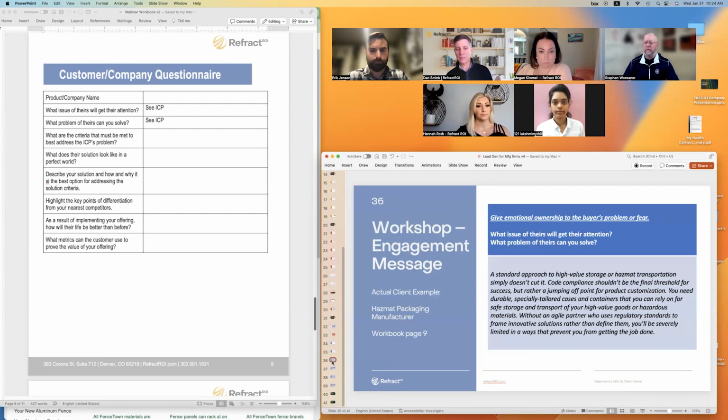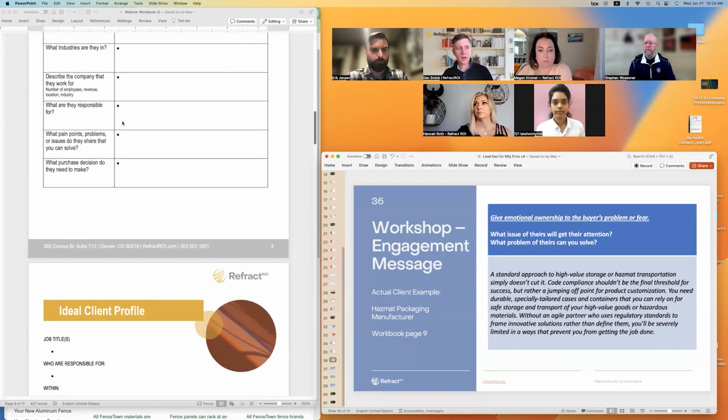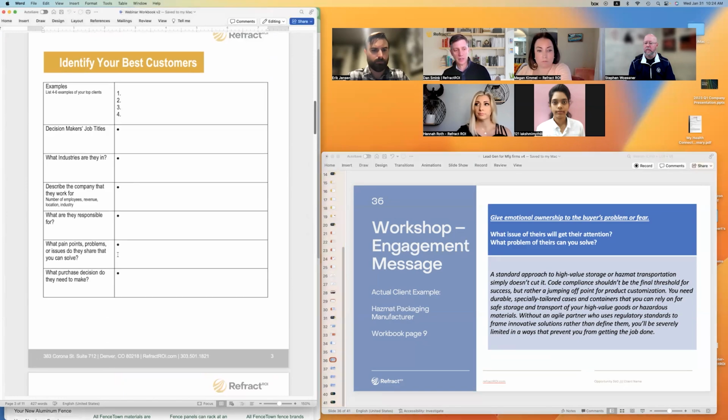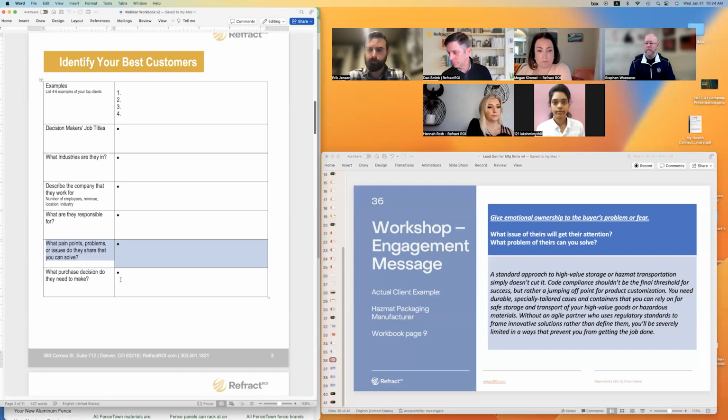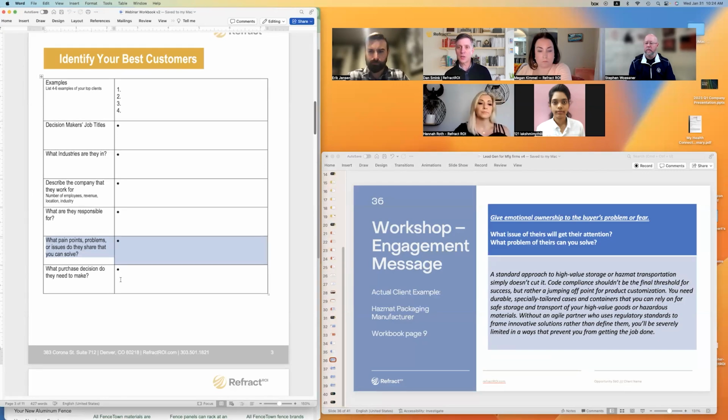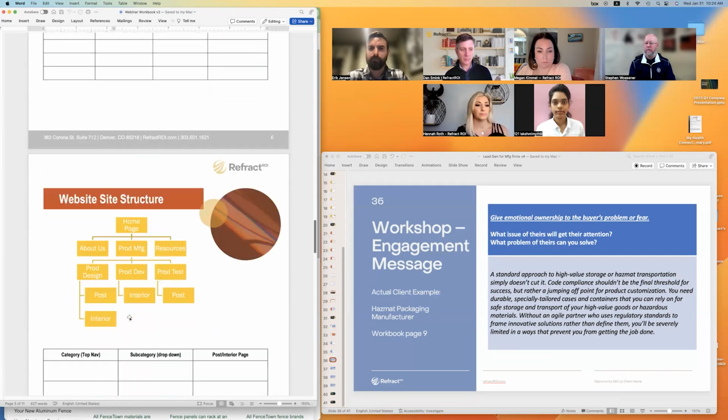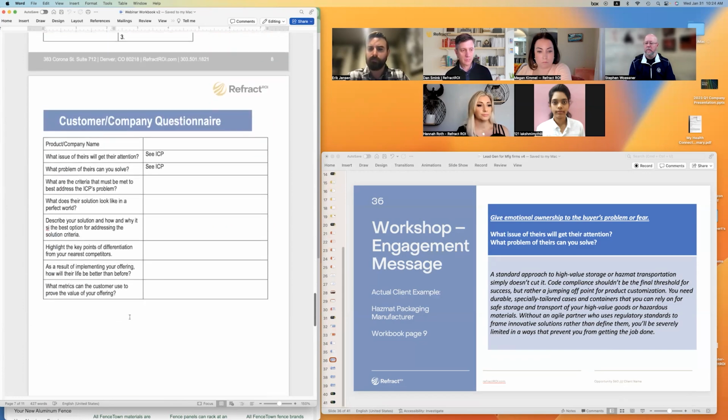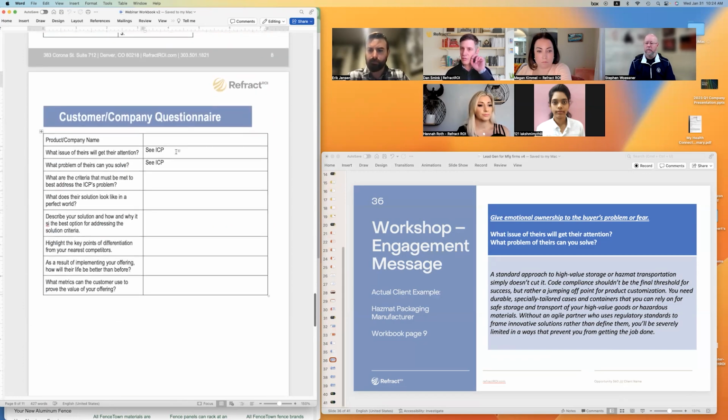the questionnaire. So the first two is the issue that's going to get their attention or the problem of theirs that you can solve. That actually comes from the ICP. If you go back up here, you've already actually answered that question right here. Okay? So take that answer, bring it down here. And let's list the issues of theirs that are going to get their attention and the problem of theirs that you're going to be able to solve.